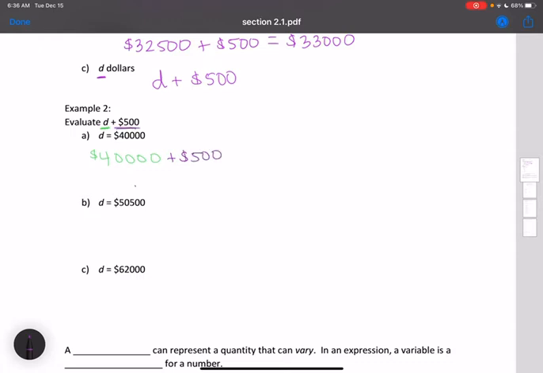So all we did was sub in the 40,000 where we saw the D. And now we can go ahead and simplify. And we get 40,500. Go ahead and hit pause and try the next 2 on your own and come back when you're ready. Okay, and I'll work on it too. Hit pause.